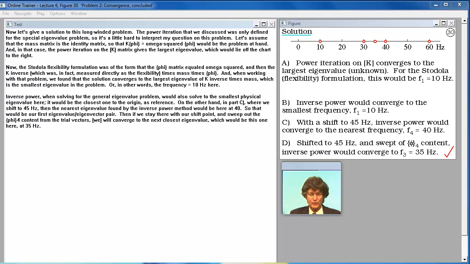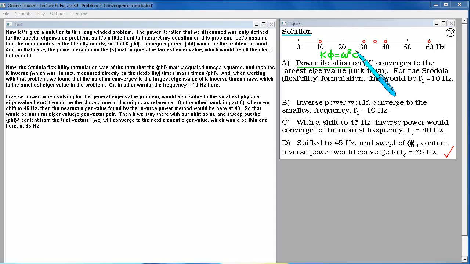Now let's give a solution to this long-winded problem. The power iteration that we discussed was only defined for the special eigenvalue problem, so it's a little hard to interpret my question on this problem. Let's assume that the mass matrix is the identity matrix, so that K phi equals omega squared phi would be the problem at hand. And in that case, the power iteration on the K matrix gives the largest eigenvalue, which would lie off the chart to the right.